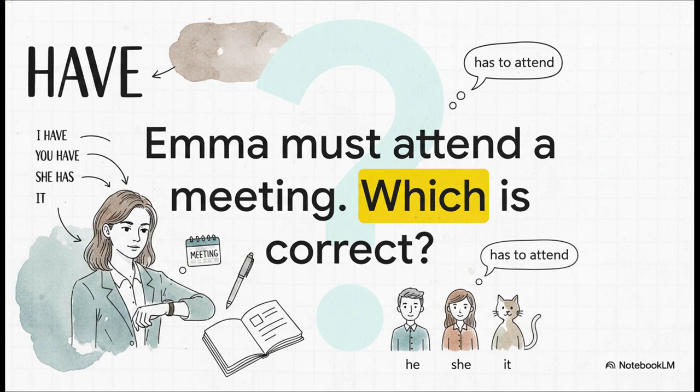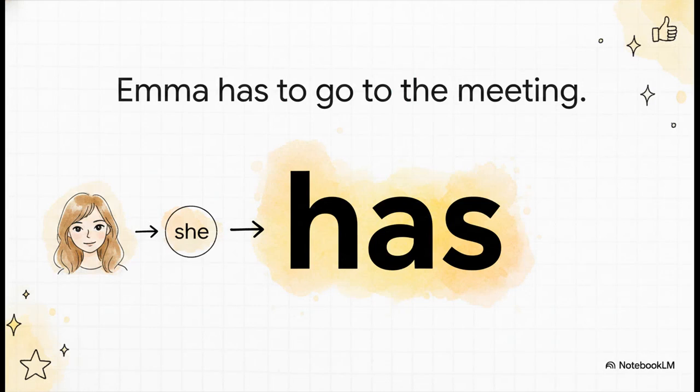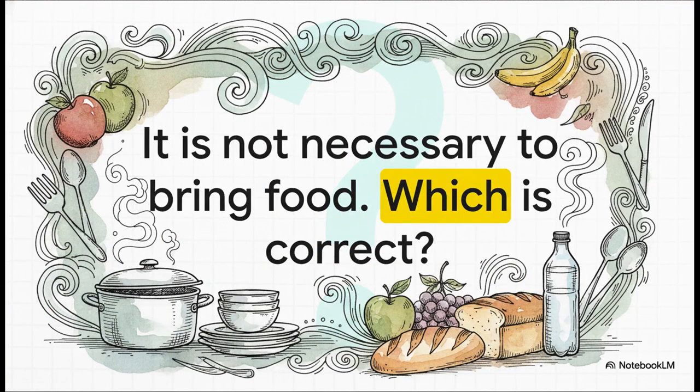Imagine your friend Emma must attend a meeting. Which of these is correct? Is it A, Emma have to go to the meeting, or B, Emma has to go to the meeting? Think about that he, she, it rule we talked about. And the answer is B. Of course it is. Emma is a she, so we've got to use has. Emma has to go to the meeting. You got it. Okay, question number 2.